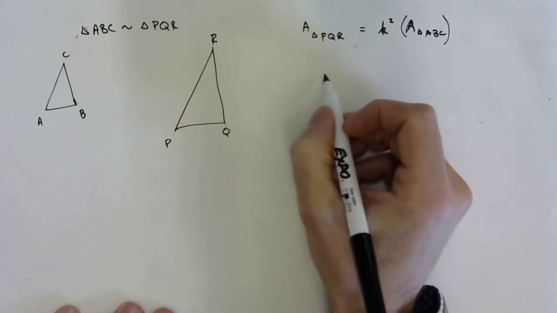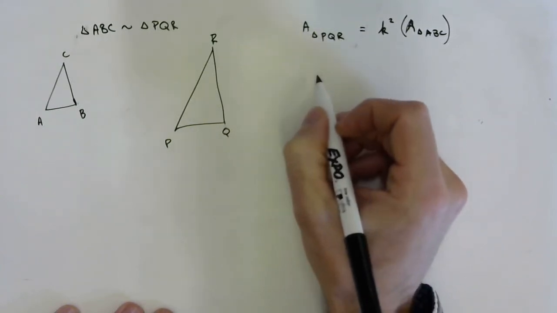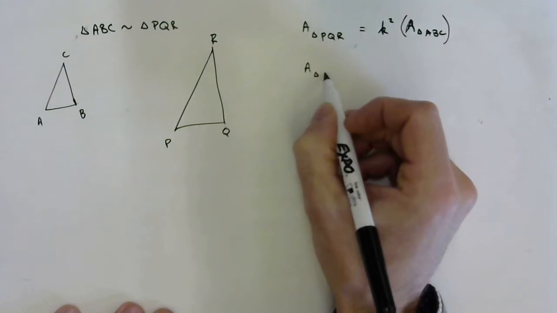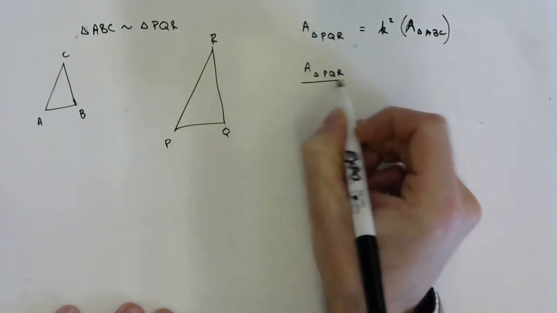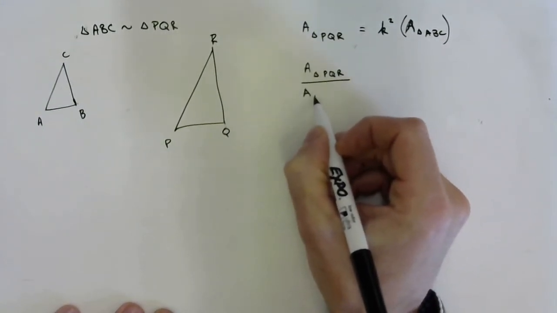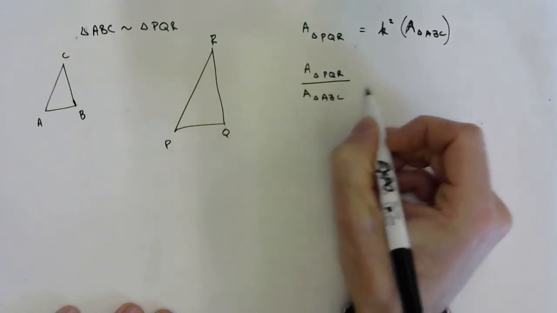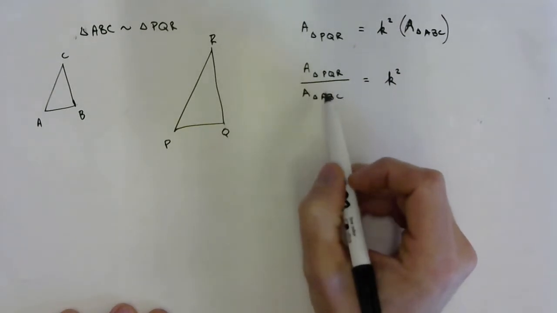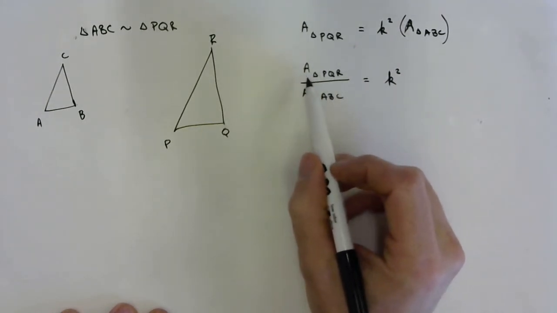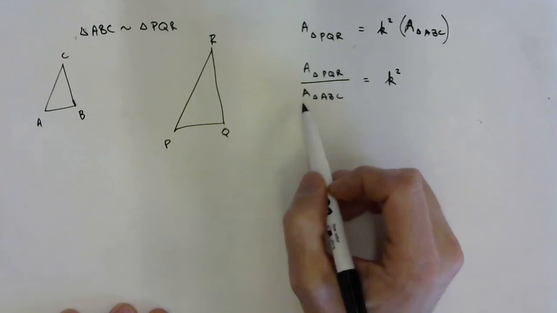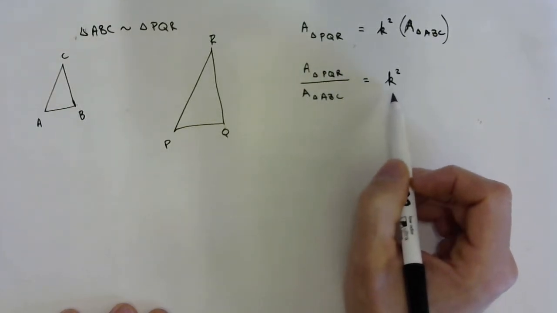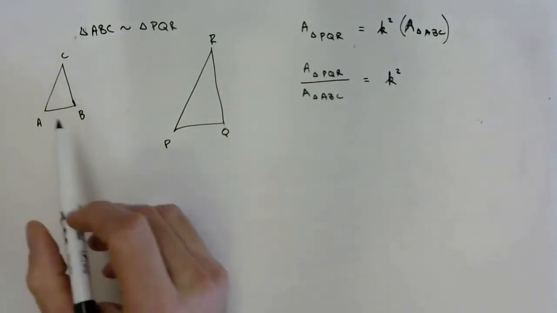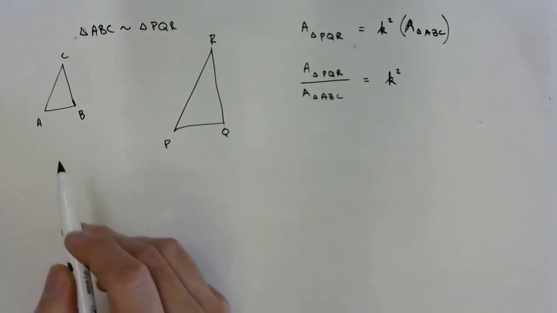What else can we say about it? Well, we can say something about k squared. How would we find k squared? Well, k squared is simply the area of PQR over the area of triangle ABC. That equals k squared. So this is a ratio. The ratio of the area of the larger over the area of the smaller is going to get us k squared.